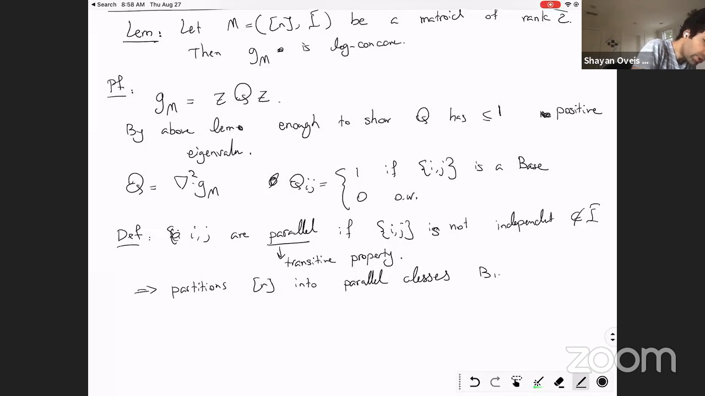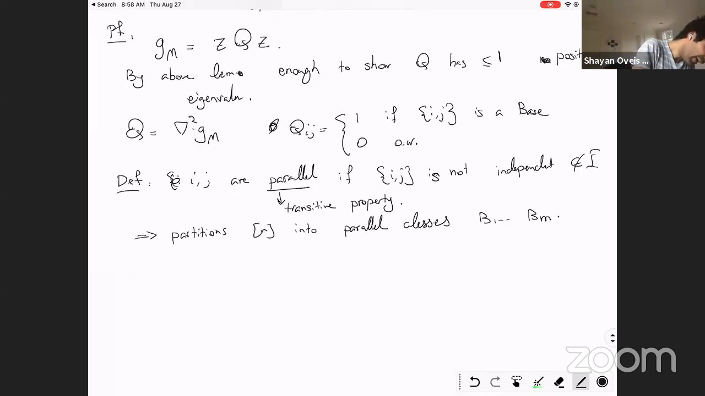Let's call them B1 up to Bm. It means that all elements in B1 are parallel, all elements in B2 are parallel, and so on. But more importantly, any two elements which do not belong to the same Bi are not parallel, and therefore they form an independent set.